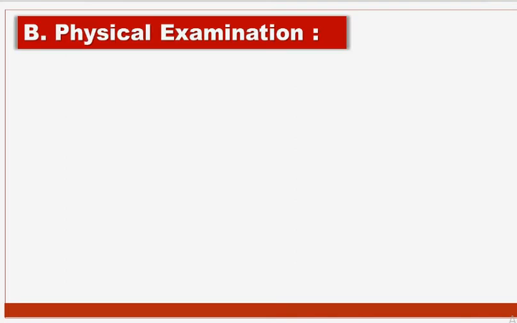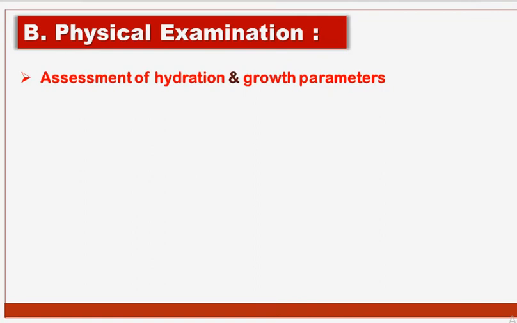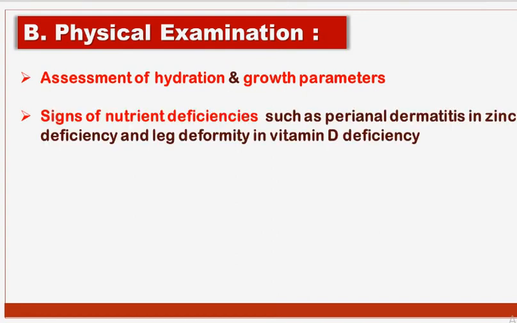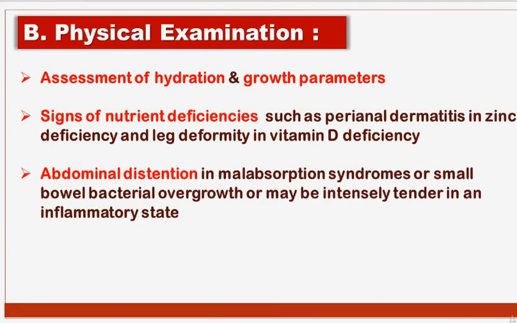Now, the physical examination. Of course, here we will assess both the hydration state, or the presence of dehydration, and the growth parameters: the height or the length, the weight, and the OFC. Because we are talking about chronic diarrhea, we should classify from the physical examination whether this is causing failure to thrive or not. So not just dehydration is important, because we are talking about a chronic problem. Signs of nutrient deficiency, because it is chronic, there will be vitamin deficiency. The most important is zinc deficiency, causing perianal dermatitis and leg deformity, like bowing of the leg, and of course deficiency of vitamin D.